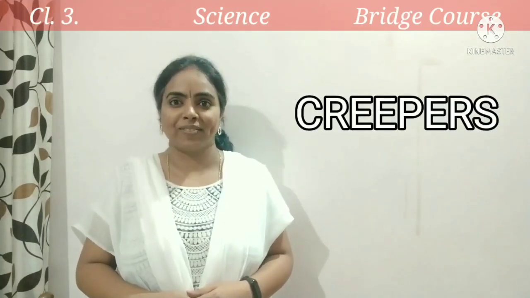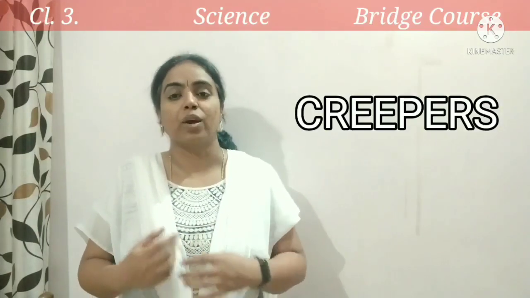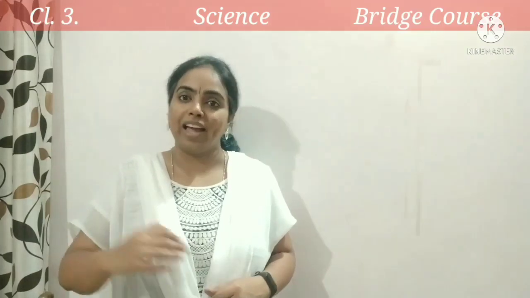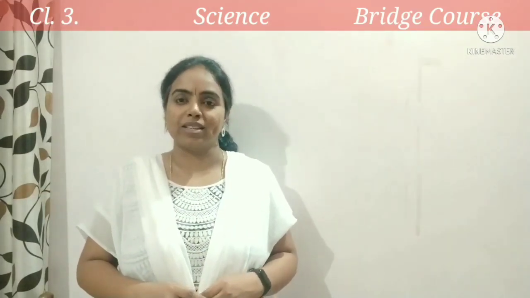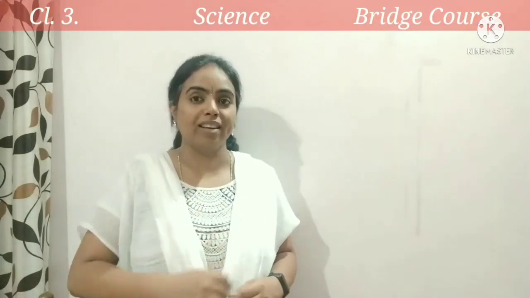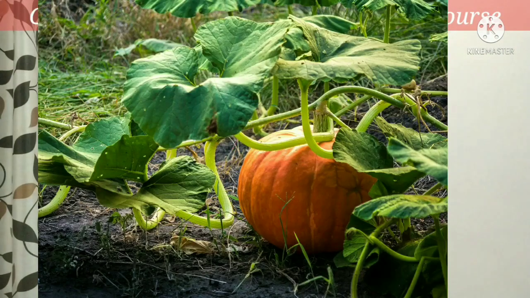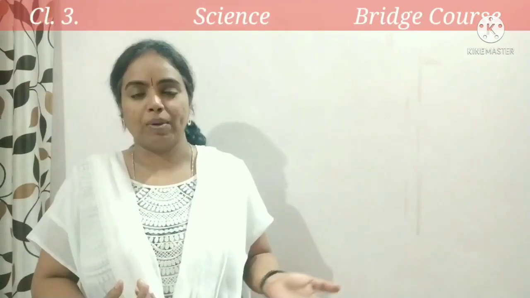Okay. Moving on to the last category of plants, it is the creepers. Creepers are plants with weak stems, like that of climbers. The difference is that climbers grow straight, whereas creepers grow along the ground. How does a creeper grow? It grows along the ground. Alright, what are the examples of creepers? Watermelon, pumpkin, muskmelon are some of the examples of creepers, children.